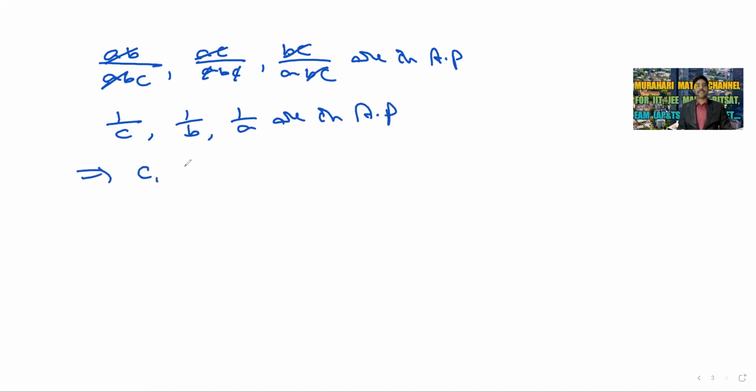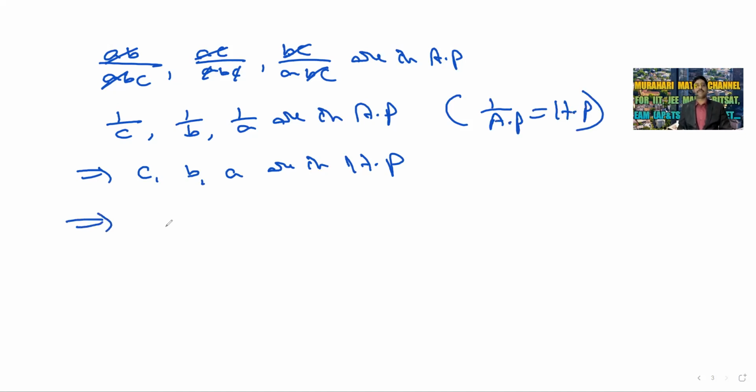The reciprocals, C, B, A, are in harmonic progression. The reciprocal of an AP is nothing but an HP. Okay, C, B, A are in HP, or A, B, C are also in HP.